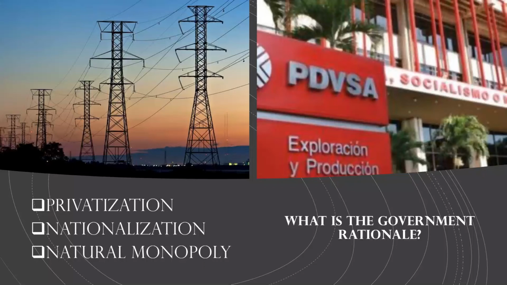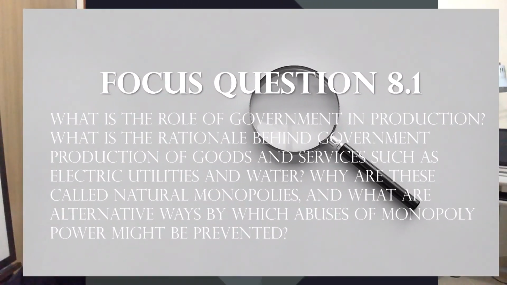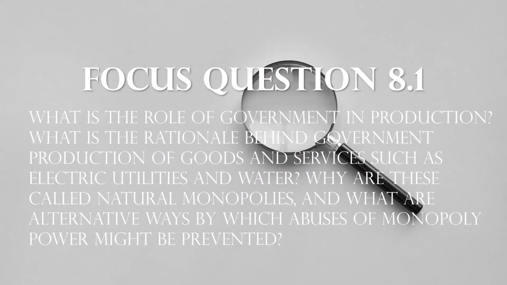So what does the government do to try and do that? Let's go back to our question here. All right. What is the rationale behind government production of goods and services, such as electric utilities and water? Why are these called natural monopolies? And what are some ways by which these abuses of monopoly might be prevented?